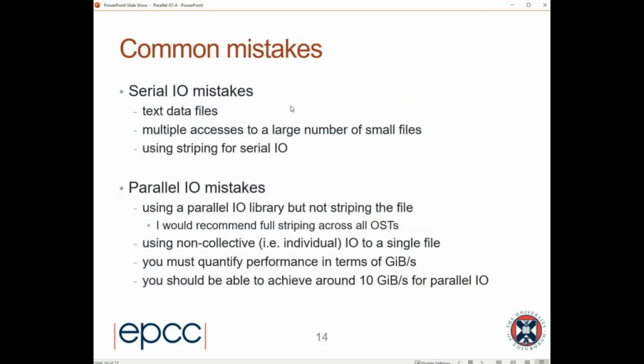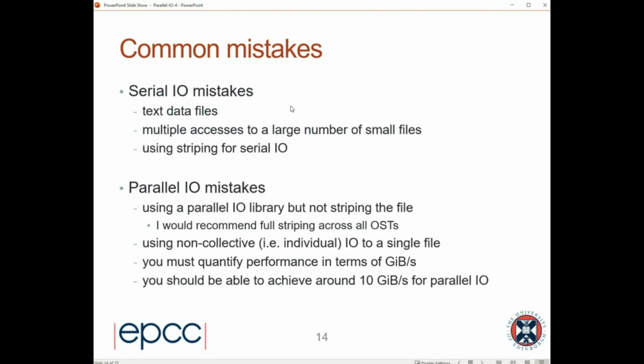Common mistakes. So these are the classic things we've seen from queries to the help desk. First of all, text data files. Text data files are just really slow. So that's a no-no. Write binary data.